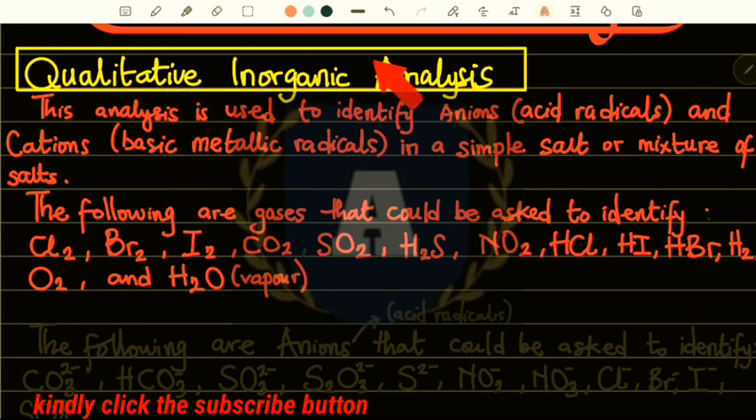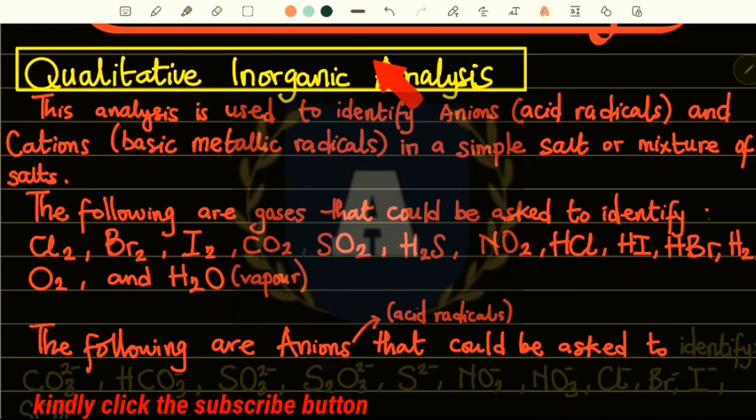So these are the gases you may likely be asked to identify when it has to do with qualitative inorganic analysis. So aside from gases, anions can also be asked. So in the course of the exam, the following are the anions, and when we say anions, it means the acid radicals. The acid radicals that could be asked to identify in this exam, first is the trioxocarbonate(IV) radical. Then the hydrogen trioxocarbonate(IV) is also a radical that you could be asked to identify.